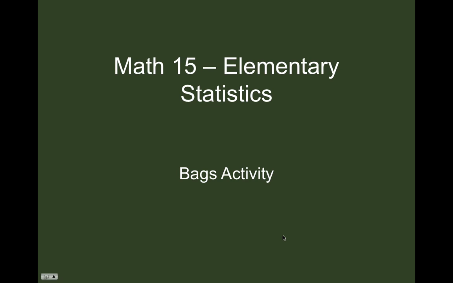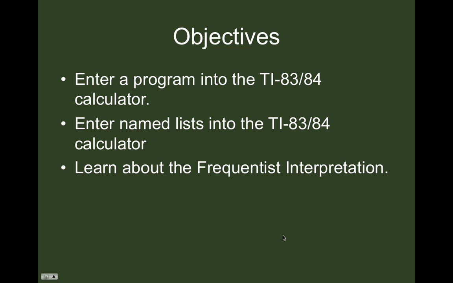Okay, the purpose of this video is to go along with an activity that I've created for the course. I call it the BAGS activity, or Bag A, Bag B activity. What I'm going to show you how to do on this video is how to enter a program into the calculator that you need for the activity, how to enter name lists into the calculator, and then also the purpose of the activity, or one of the purposes of the activity, is to teach you about the frequentist interpretation of probability.